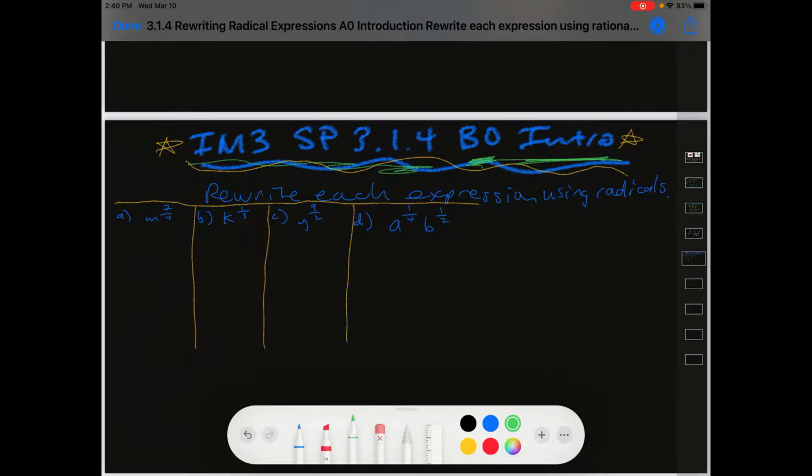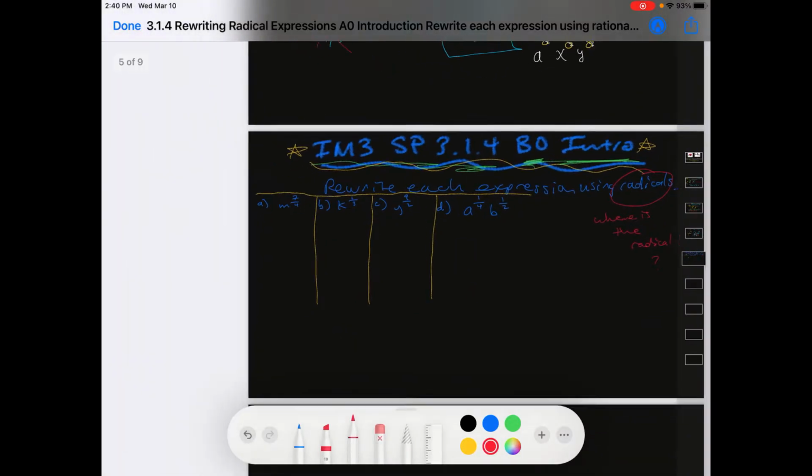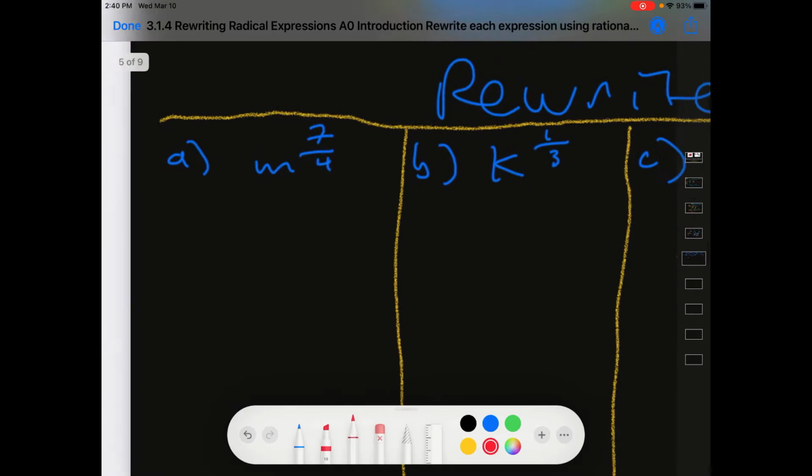And you're going to see where you're going to be asked to rewrite each expression using radicals. Here is my question. Where is the radical? Well, if you look at my 4 examples here, we don't have a radical, so we have to kind of put it back there. Zoom in here.